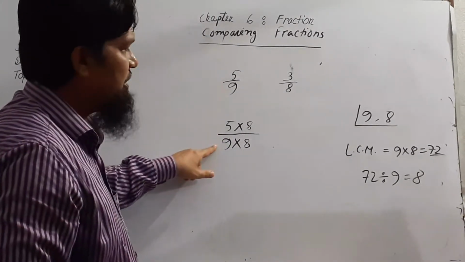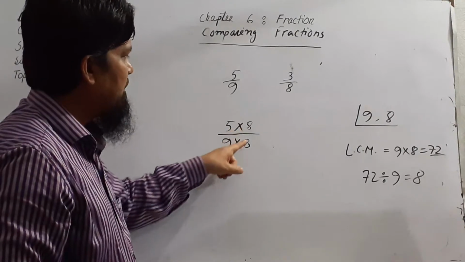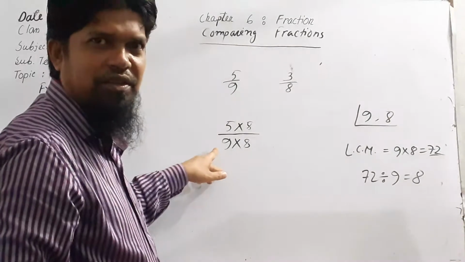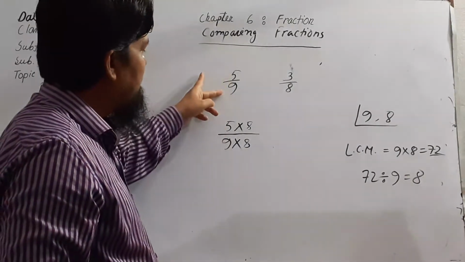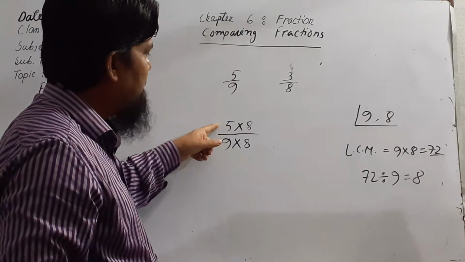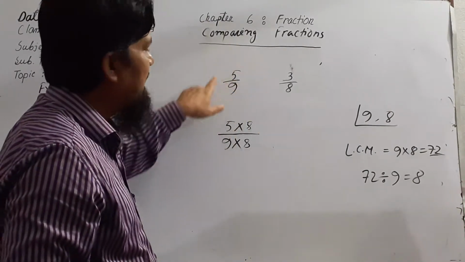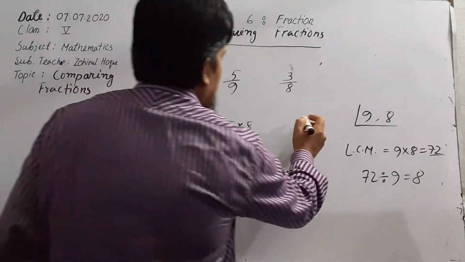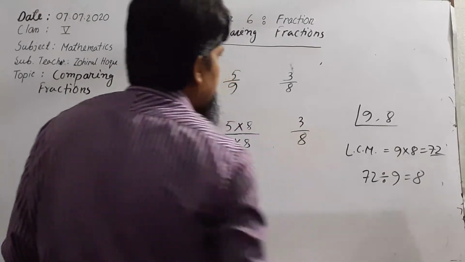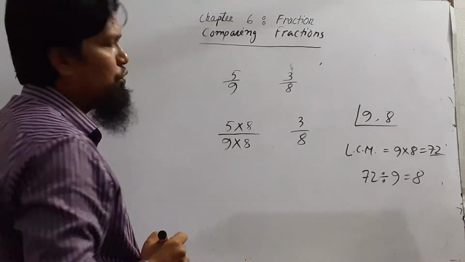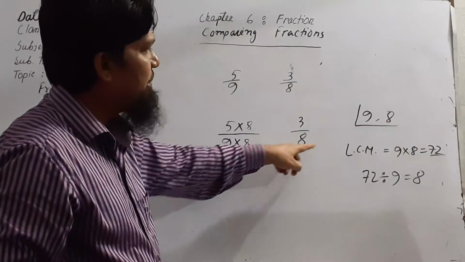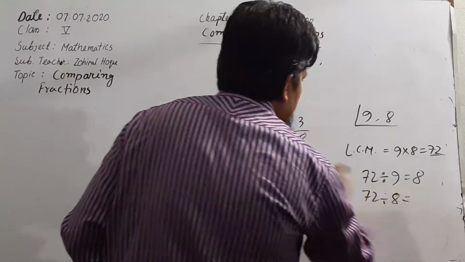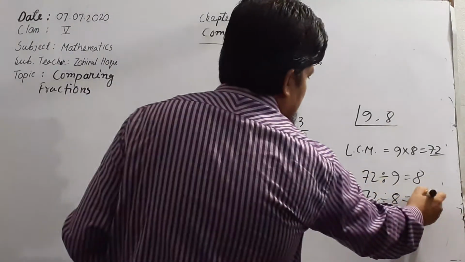5 by 9, if I multiply both the numerator and denominator by 8, the value will not be changed. It will remain like 5 by 9. The value of these fractions will remain the same. So we can easily write this. Now here 3 by 8. We also need to convert 8 into 72. So here we will divide the LCM by 8, by the denominator. The answer will be 9.